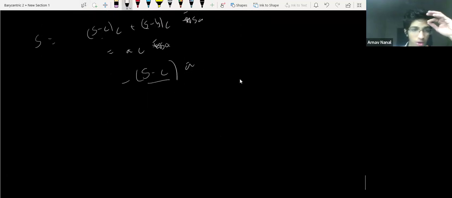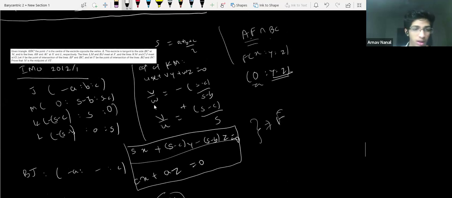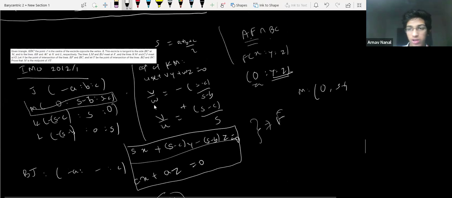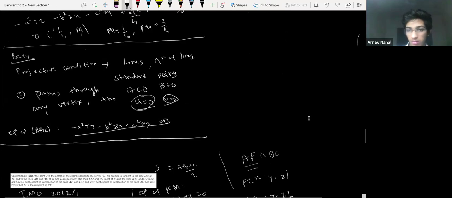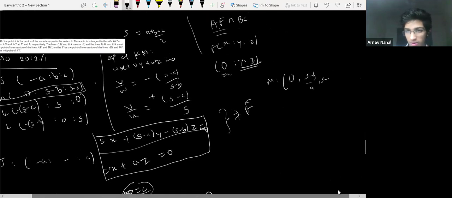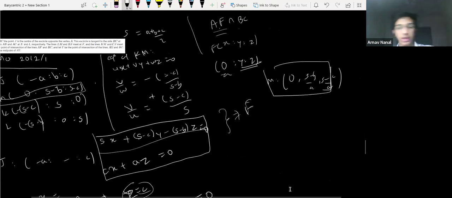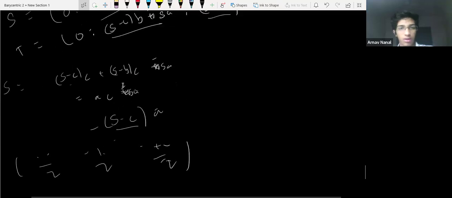When you're in homogeneous form, you'll just get that the midpoint is this plus this by 2, this plus this by 2, this plus this by 2. And just the coordinates of M. M is this thing. So you can see that the coordinates of M in normal form are 0, comma, S minus B by A, comma, S minus C by A. So you will get the coordinates of M as this thing. Just check that they are equal after homogenizing and just adding and dividing by 2, and you are done.